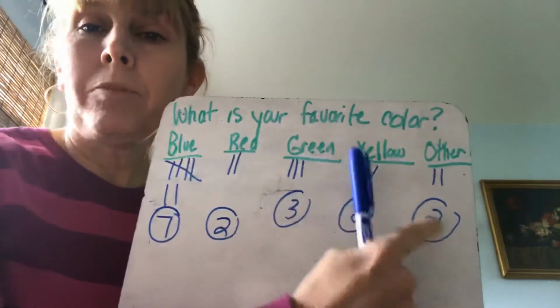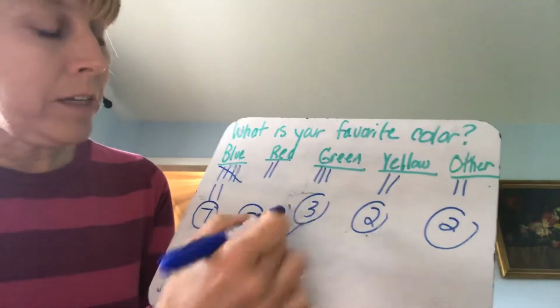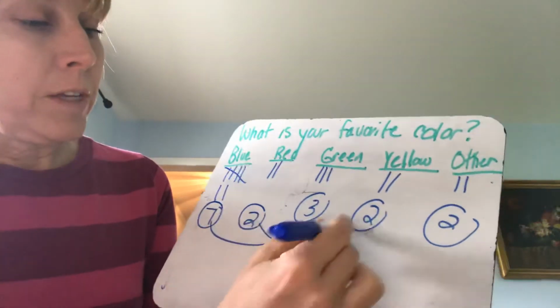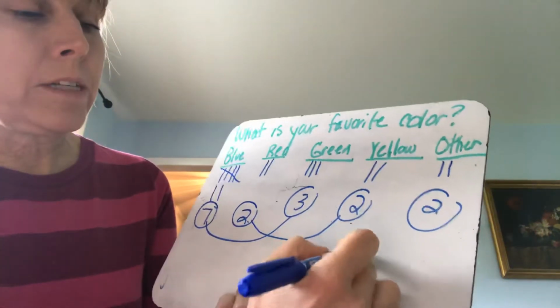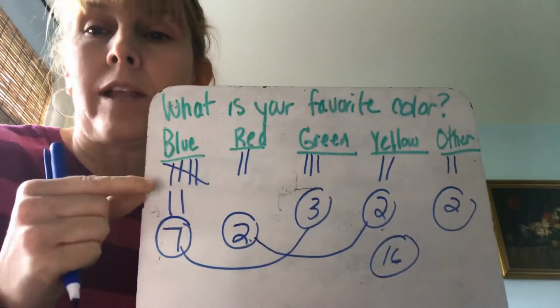So if I said, how many people did I survey, you would just add these up. I'm going to make a 10 here. That's 10, 12, 14, 16. So 16 students were surveyed. So that was a survey using tally marks. All right, so that was a review.